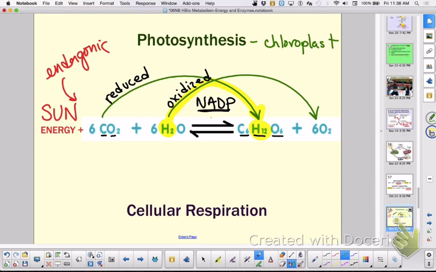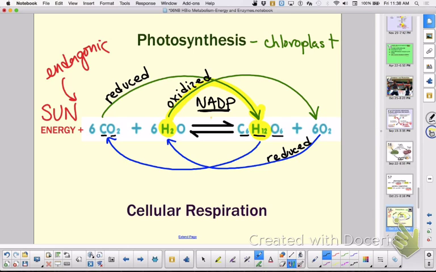All right. Now, ready? Let's go the other direction. Now let's do cellular respiration. When you and I do cellular respiration, and when plants do cellular respiration in their mitochondria, this glucose is going to become what? CO2. And this oxygen is going to become what? Water. Did the oxygen get reduced or did it get oxidized? Which one? Because it was O2 and now it's H2O. So it got reduced. Okay? And what happened to the glucose? It got oxidized.